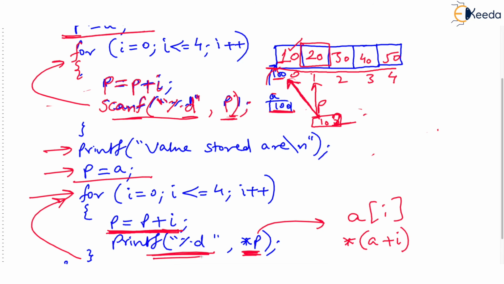And now think of this printf again, which is printing asterisk p. It means the value to which p points, and the value to which p points this time is 20. And this can go on in the for loop and it will print all the values. So you do it either this way or that way, all conventions are open.